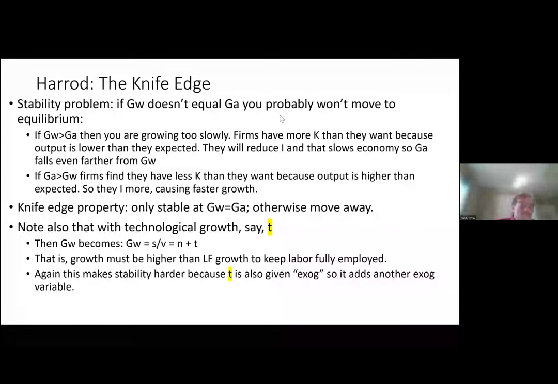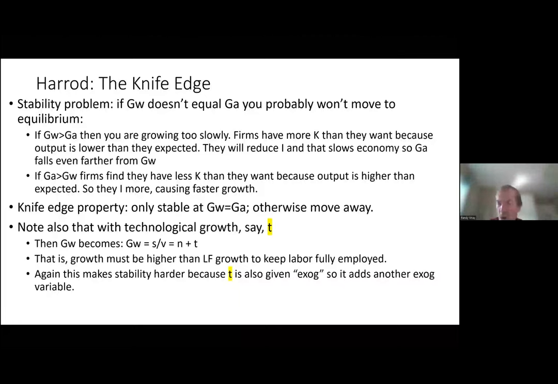Okay, and then there are two problems with this. One is the real world is unstable, but it's not that unstable, right? This knife edge property would make you think you either go to infinity or zero, because you're not likely to be on the knife edge. So there must be something that prevents you from falling off the cliff or going, you know, to the stars. Right. And the second is that if you're a good neoclassical economist, you believe it's the market that keeps you in equilibrium. So Solow comes along. I'll come back to the first one later.